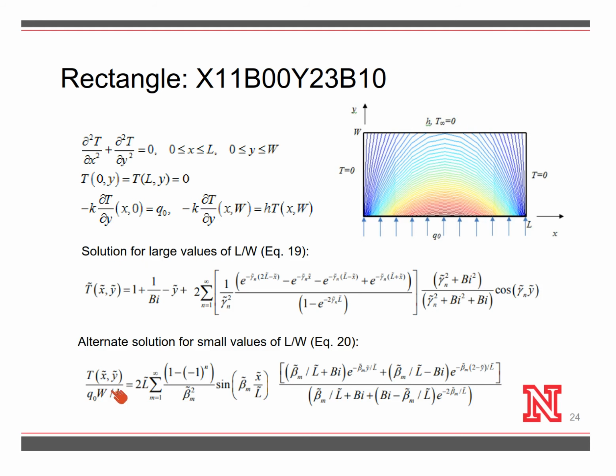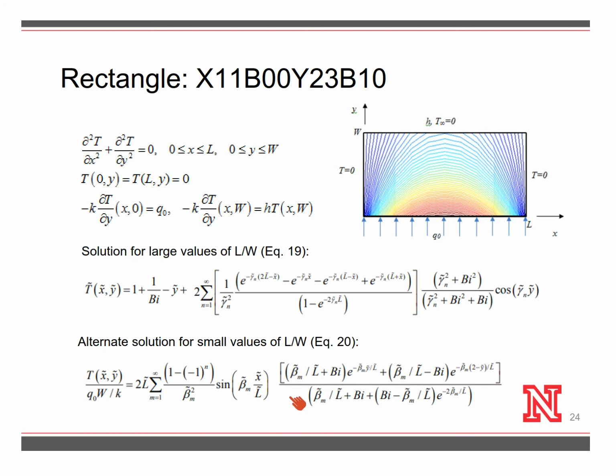All right, I've got 2 expressions for the solution. L over W is the aspect ratio. L is the length in the x direction, and W is the length in the y direction. If L over W is large, here's the recommended form of the solution. It's a single sum, and it has eigenfunctions that are cosines in the y direction. We've got an alternate solution. If L over W is small, the recommended solution is an infinite sum of eigenfunctions in the x direction.